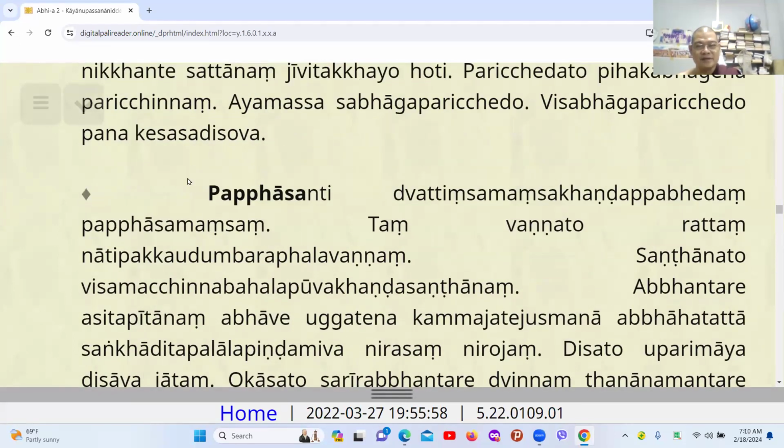For the doctors, the surgery doctors, they know the color of all these things. They know all these things also. It's easy to contemplate parts of the body for them. Papasa, lung.